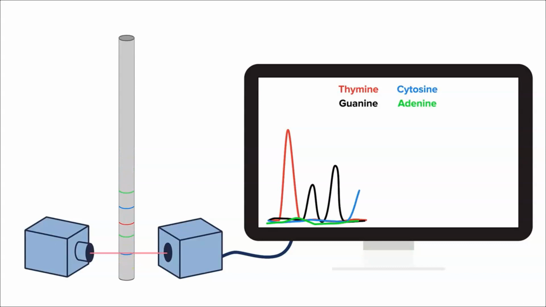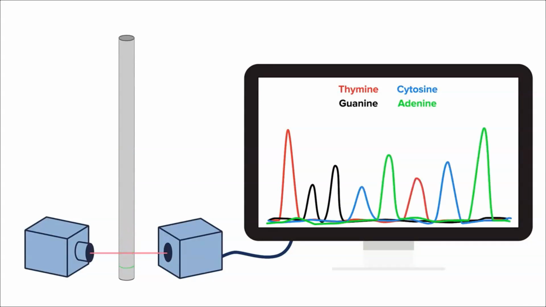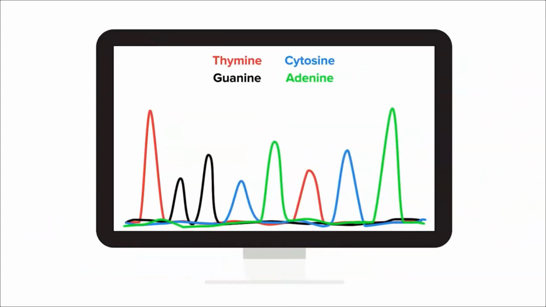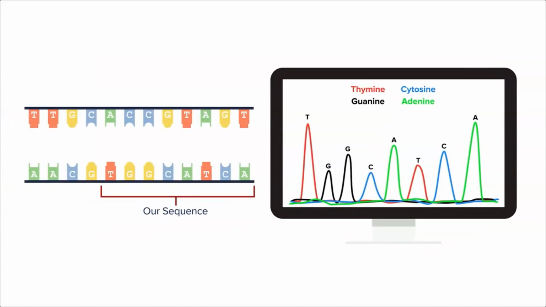As the detector identifies each fragment, we're able to piece together the nucleotide sequence base by base. For our sample, the sequencer generated a sequence of T, G, G, C, A, T, C, A. This is the complementary sequence to our DNA template strand. This process has allowed us to identify the exact DNA sequence in the sample.